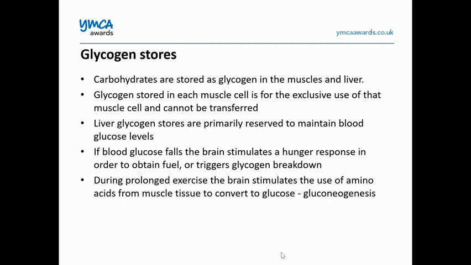We need to know that when carbohydrates are broken down in digestion, they're broken down into glucose, but the body can't store glucose. So glucose is stored in the form of glycogen, which are long branched chains of glucose, and these are stored within the muscle and the liver and then broken down to glucose as needed. The glycogen that's stored within muscle cells is only used for that muscle cell and can't be transferred. And the glycogen that is in the liver is mainly used to maintain our overall blood glucose levels.